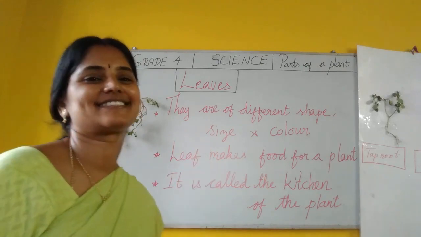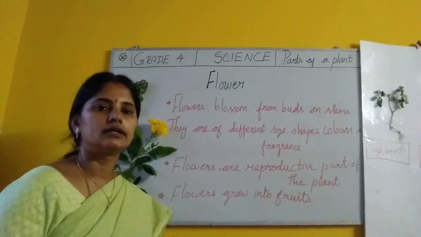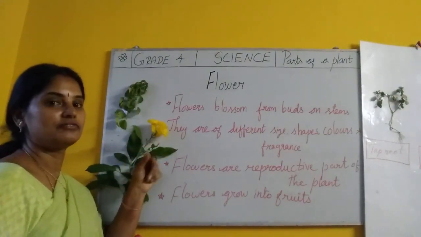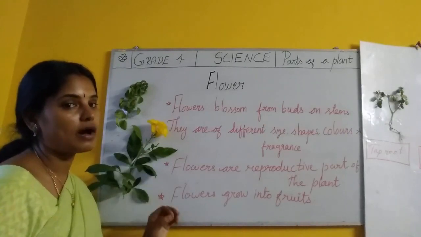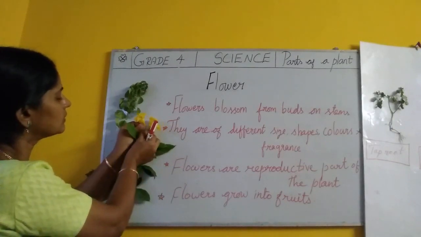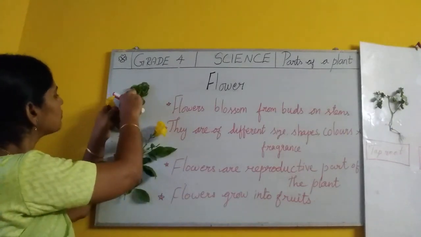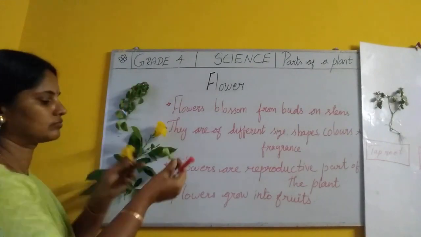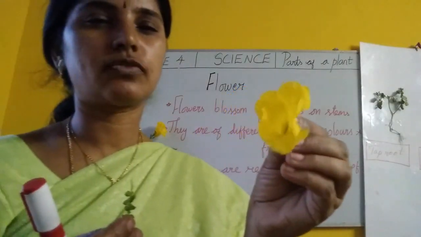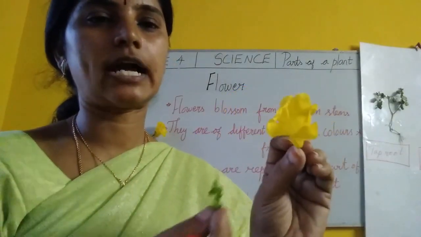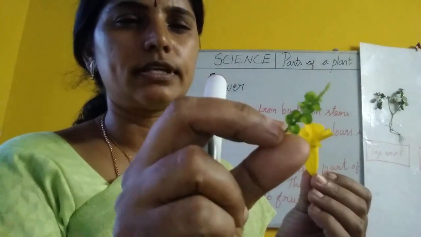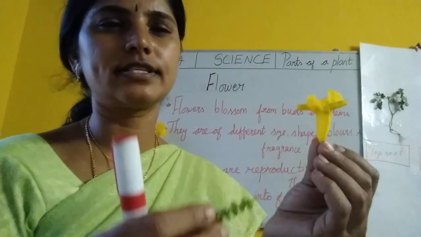Flowers. See, children, flowers. Flowers are the reproductive part of the plant. See, I'll take one flower. Here also a flower is there. I'll take this flower. Look at this flower. Colorful. See, look at this flower. This is also a flower, but it is different in color, isn't it?